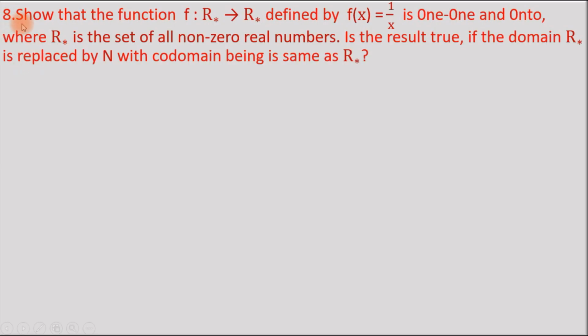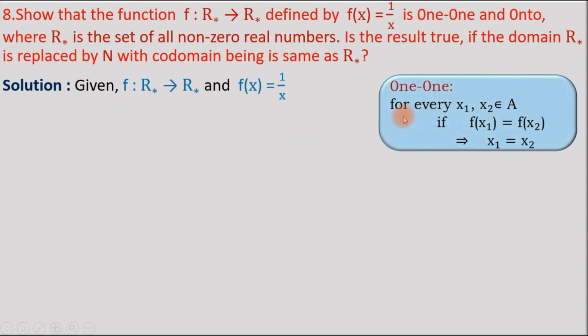Problem number 8. Show that the function f from R star to R star defined by f of x equals 1 by x is 1-1 and onto, where R star is the set of all non-zero real numbers. Is the result true if the domain R star is replaced by natural numbers N, with codomain being the same as R star? Given f from non-zero real numbers to non-zero real numbers and f of x equals 1 by x. To show that this function is 1-1, take the condition of a 1-1 function.